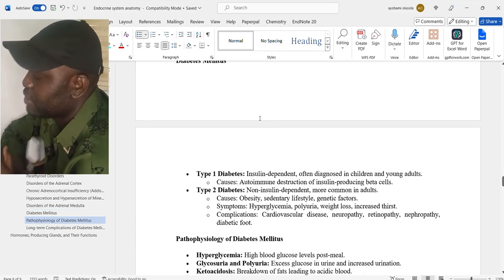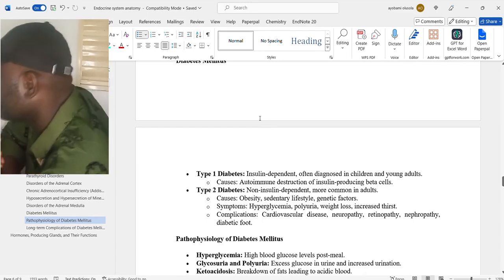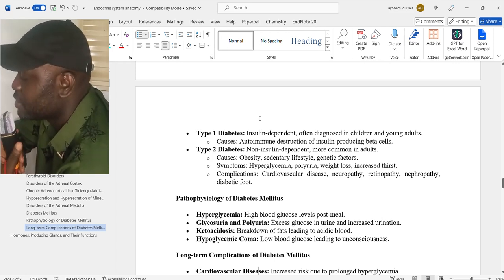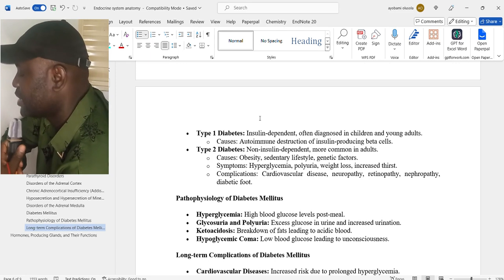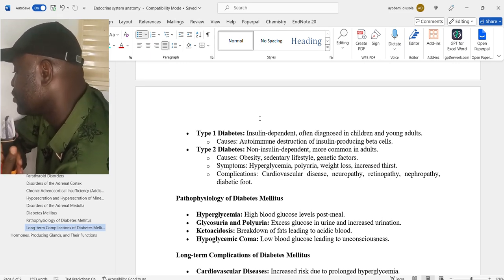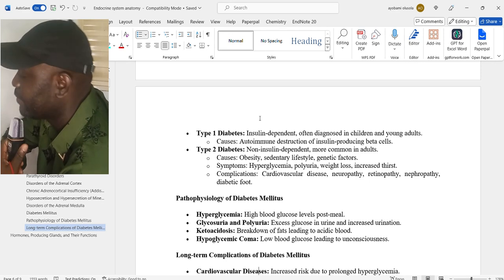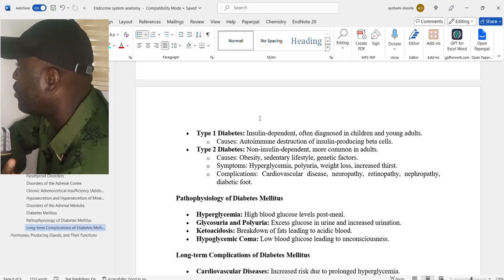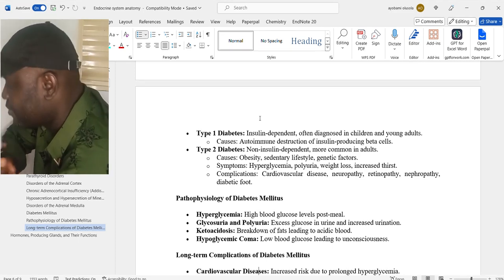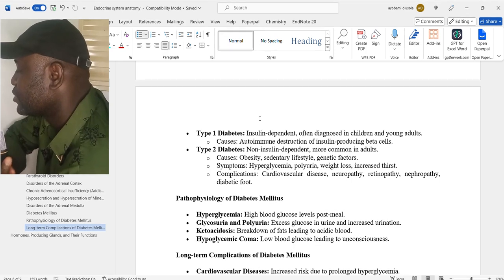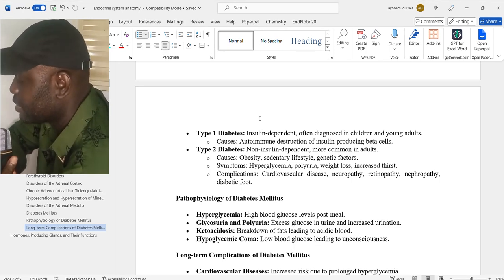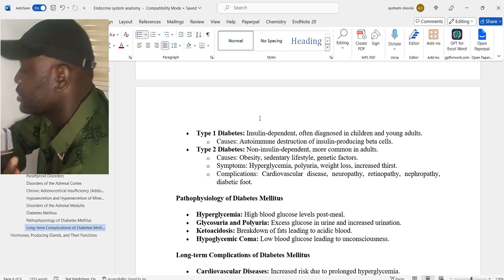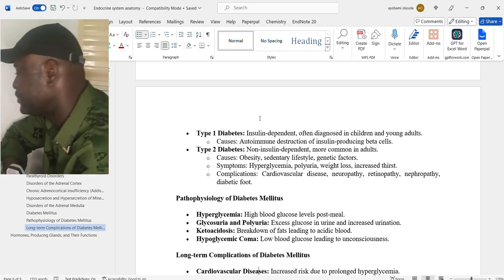The pathophysiology of diabetes mellitus: we have symptoms and signs. There's hyperglycemia, high blood glucose level after meals. There's glycosuria, which means glucose in your urine, and polyuria, which means frequent urination or higher volume, due to excess glucose and increased urination. Ketoacidosis, where there is breakdown of fat leading to acidic blood. And there can be hypoglycemic coma.